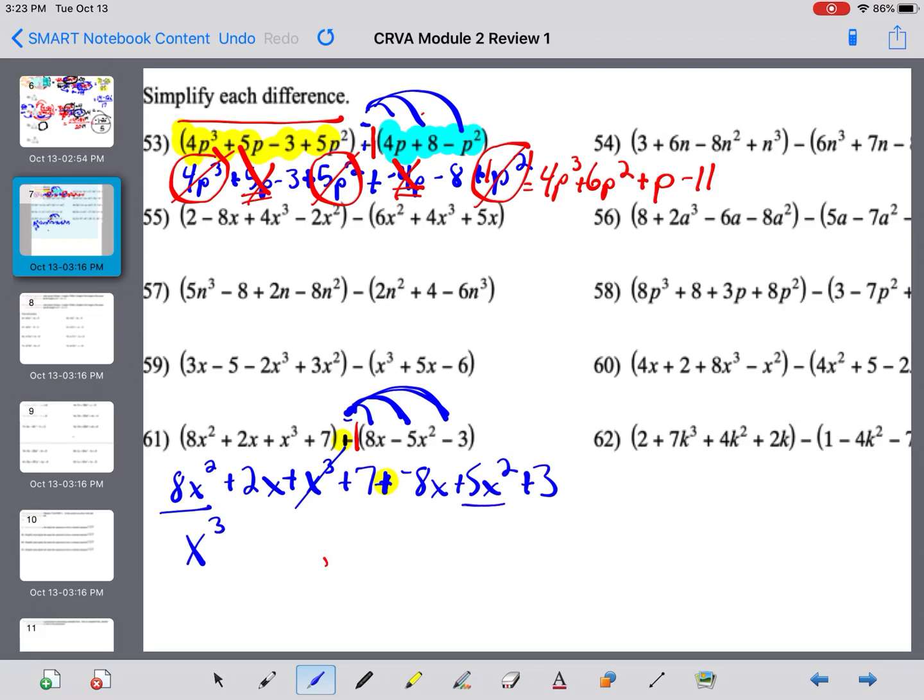So then, let's start with the highest power, x to the third. Then move on to x squared. So we get 13x squared. Cross those off. Then 2x plus negative 8x is negative 6x.